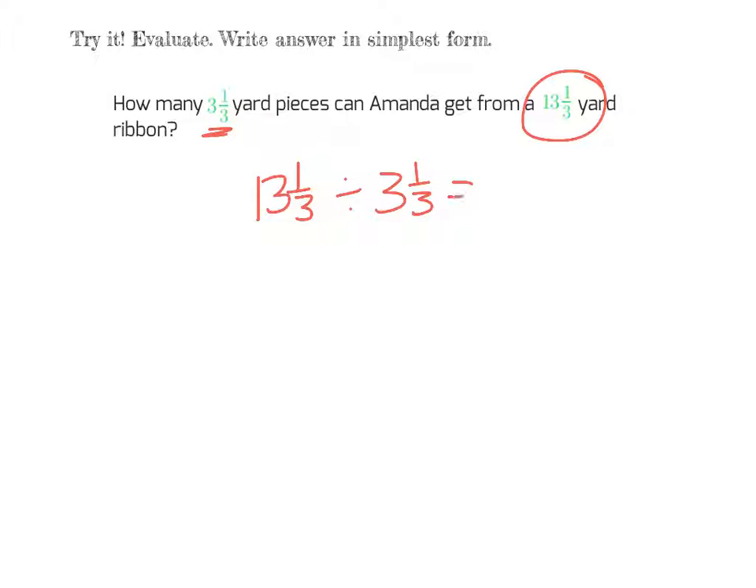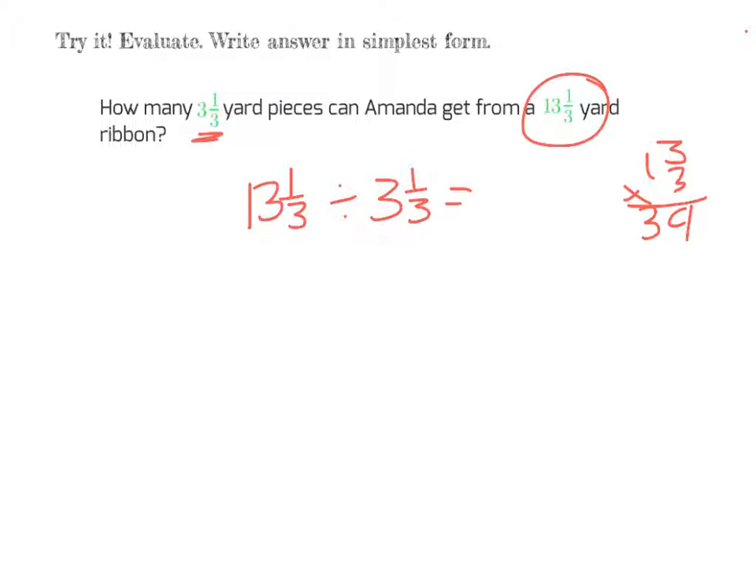So now I can solve this. 13 times 3, oh, I don't know what 13 times 3 is. Hold on. Hi, Felicity. Are you helping Mom? Okay, so that gives me 40 thirds. Divided by 3 times 3 is 9, plus 1 is 10 thirds.